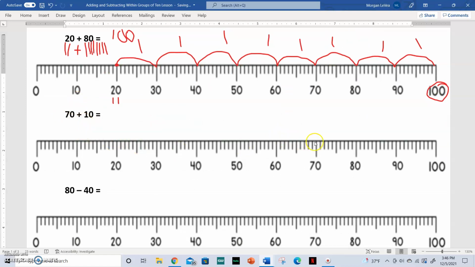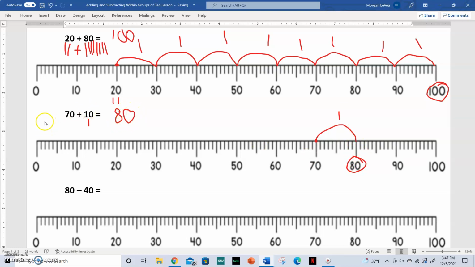All right, so next we're going to do 70 plus 10. So we're going to start at the 70. And then 10 is just one group of 10. So we're going to add one group of 10. And that brings us to 80. So our answer would be 80. 70 plus 10 is 80.